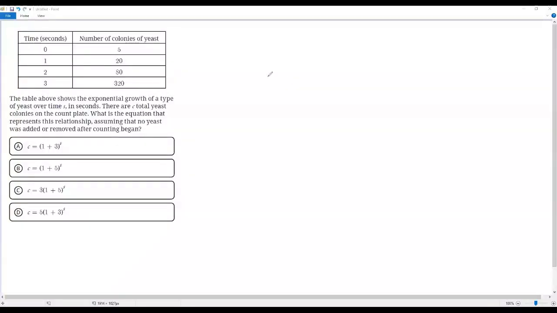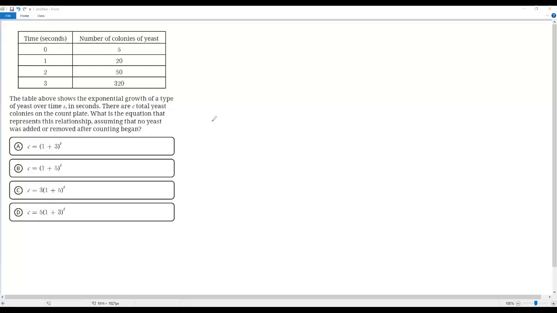Here we have a SAT math question. Okay, let's go with the question. Here we have a table of values. The table above shows the exponential growth of a type of yeast over time, S in seconds. There are C total yeast colonies on the count plate. What is the equation that represents this relationship, assuming that no yeast was added or removed after counting began?